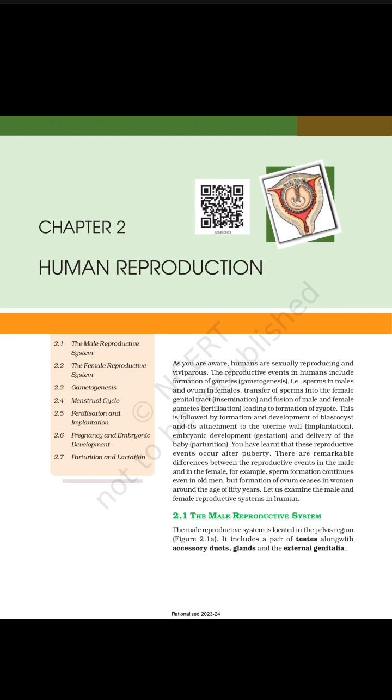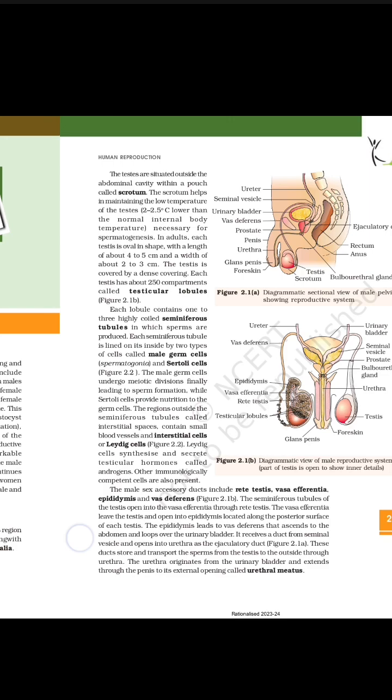For example, sperm formation continues even in old men, but the formation of the ovum ceases in women around the age of 50 years. Let us examine the male and female reproductive system in humans. The male reproductive system. The male reproductive system is located in the pelvis region. It includes a pair of testes along with the accessory ducts, glands, and external genitalia.